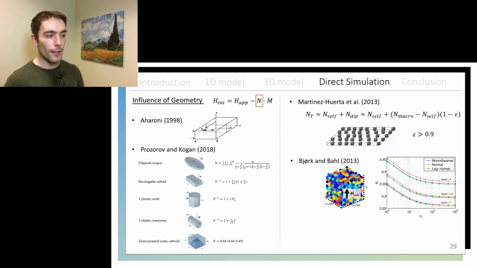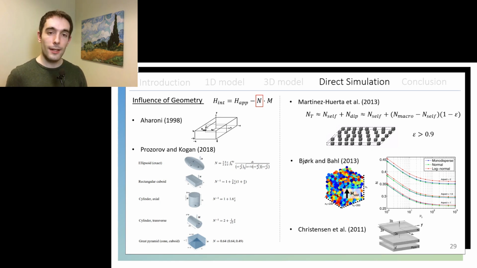Bjork and Bahl went further to test this approximation on geometries that are closer to a magnetic regenerator, and that would be randomly packed beds of spheres with a lower porosity. That would be 0.3 more or less. And well, they found out that their simulations were acceptably close to that approximation, and that the demagnetization constant is a function as well of the relative magnetic permeability of the material. Christensen et al. performed a similar study on stacks of parallel plates. They did not compare their results to the approximation provided by Martinez Huerta. However, their results followed the same logic.